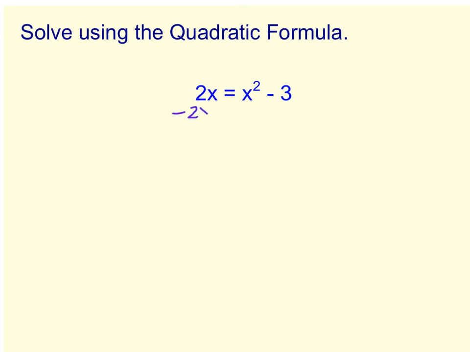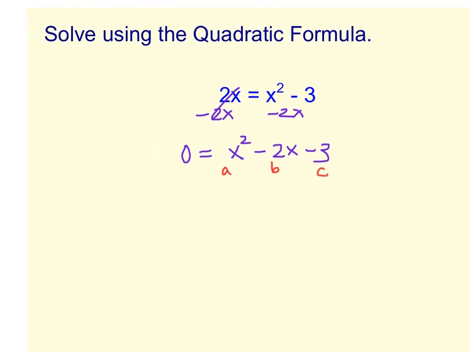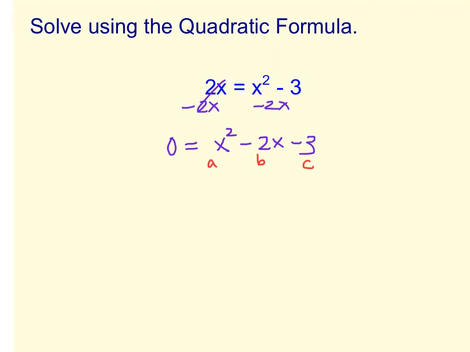You can subtract 2x to make that happen. Rewrite it so it's in standard form, which means that x squared is first, minus 2x is next, and then your minus 3. That gives us our a, our b, and our c values. So solve using the quadratic formula. So just a heads up, the quadratic formula often is a nice last resort.